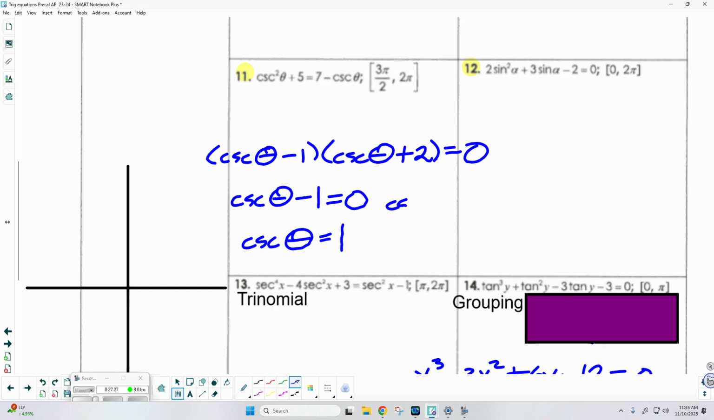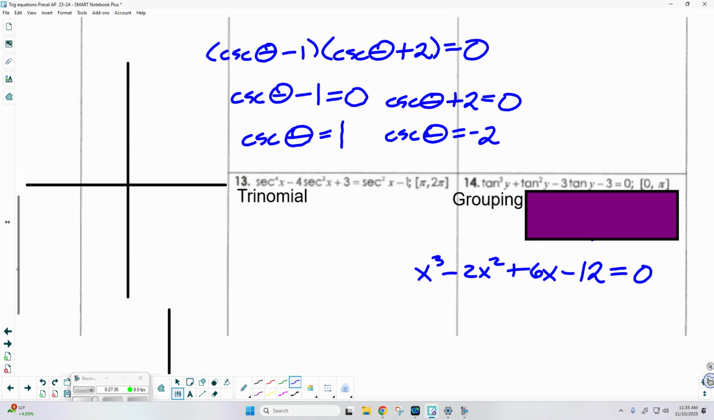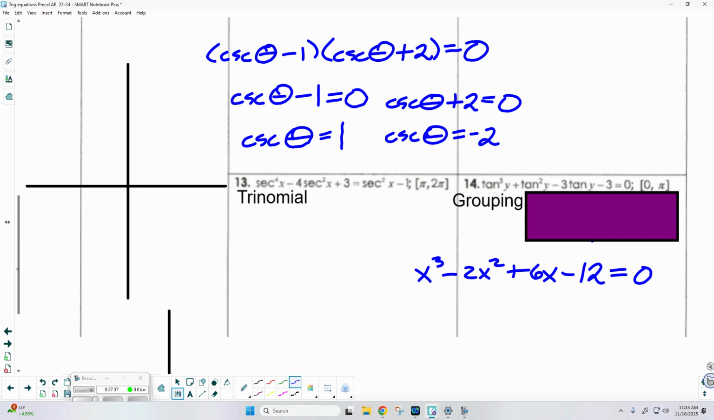Cosecant of theta plus 2 is equal to 0. So cosecant of theta will equal negative 2. Okay. And now I'm going to take a look at each one of these. I got a trig function equal to a value. I'm ready to get some answers. Okay. Is everybody okay? Okay. Well, let's take a look at this first one.